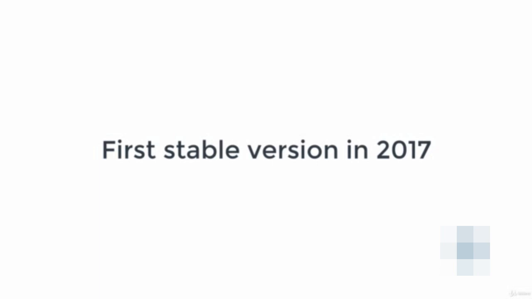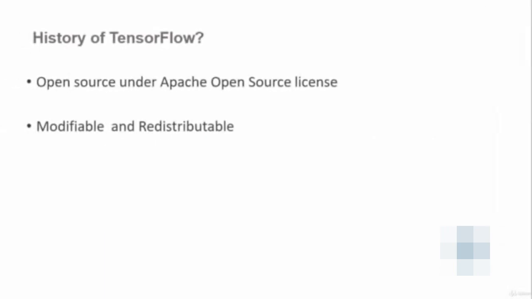It was first made public in late 2015, while the first stable version appeared in 2017. It is open source under the Apache open source license. You can use it, modify it, and redistribute the modified version for free without paying anything to Google.